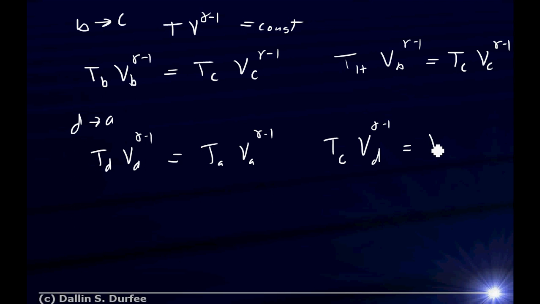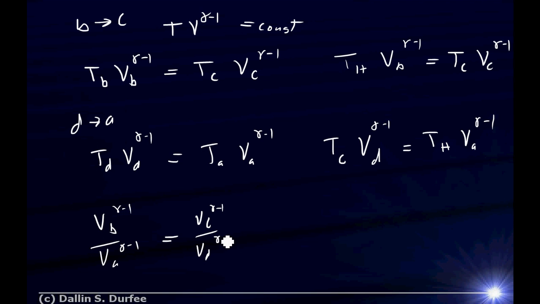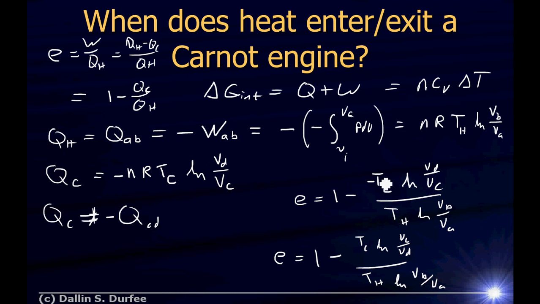Now if this is equal to this and this is equal to this, then this divided by this should equal this divided by this. So let's just take this divided by this, and I get VB to the gamma minus 1 over VA to the gamma minus 1. And that must equal this divided by this. The T colds cancel out, and I just get VC to the gamma minus 1 over VD to the gamma minus 1. All right, and if we look here we've got VC over VD, and here we've got VB over VA, all right?